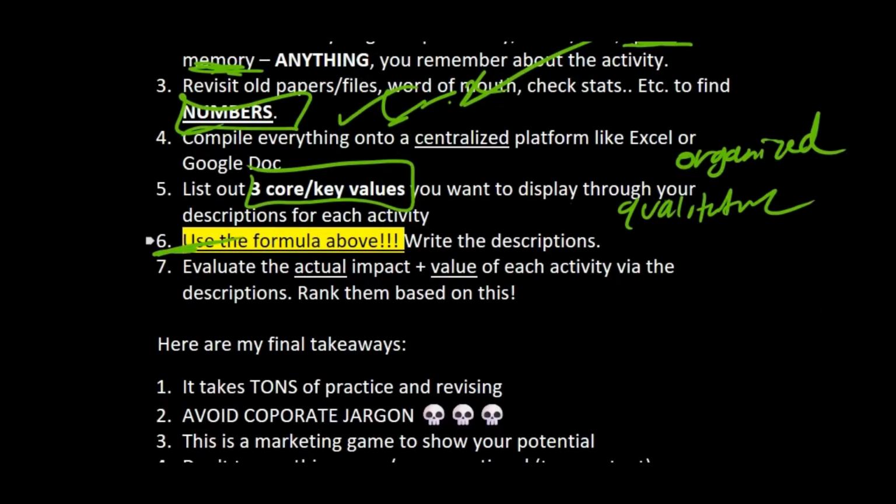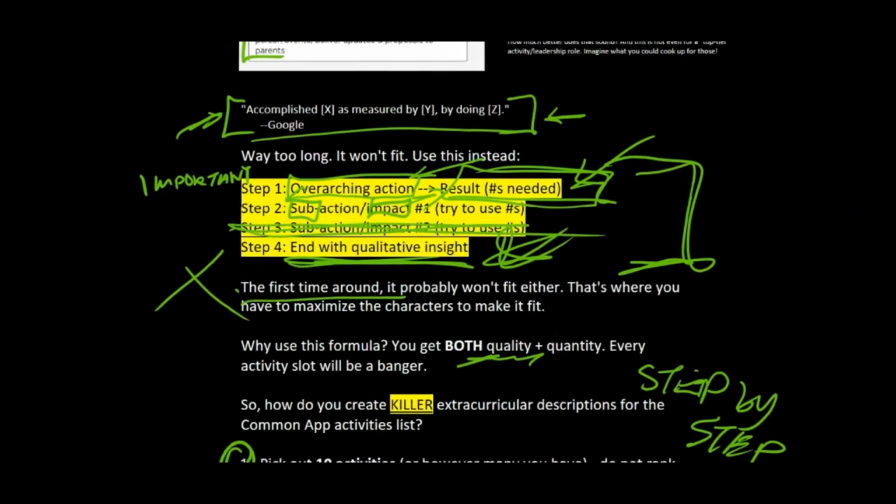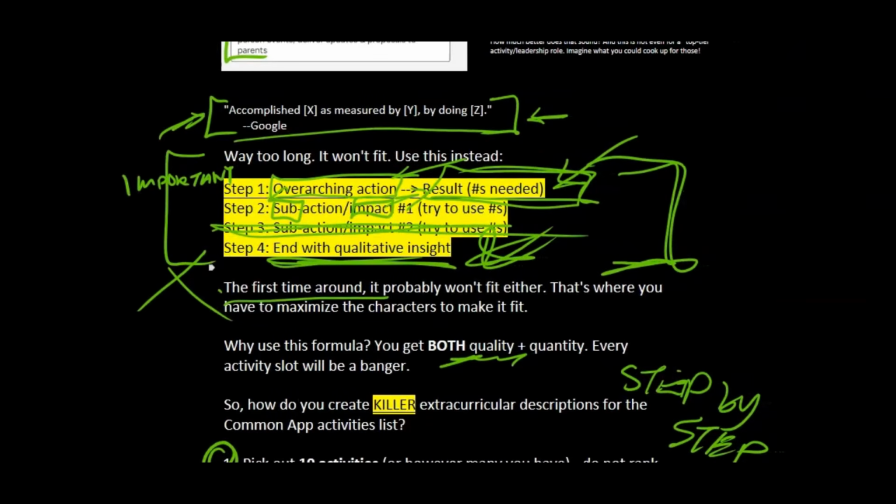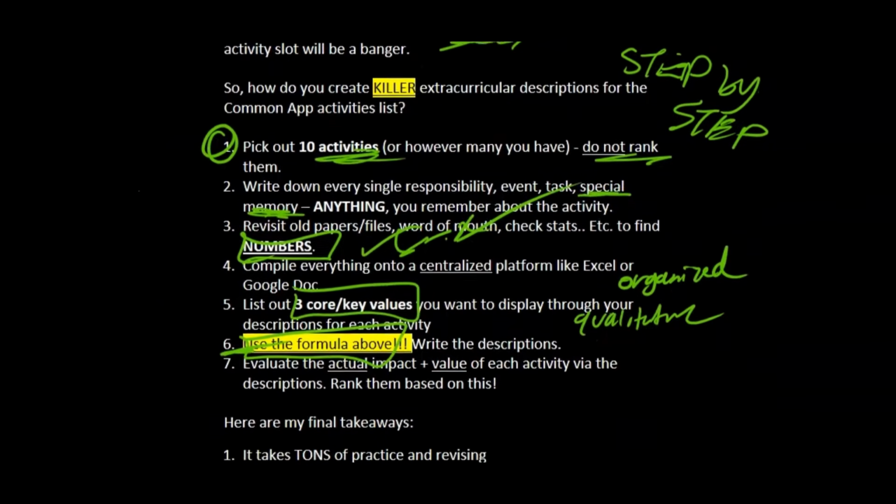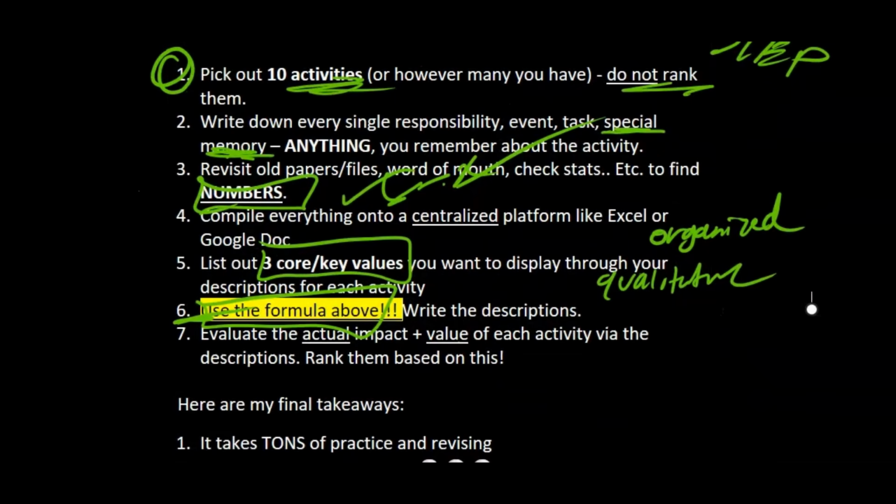Number 6 is to actually write those descriptions, right? By using the formula above, right? So employ this formula up here and you'll be in good shape. Number 7, now that you have the descriptions written, now you can actually evaluate the actual impact and value of each activity. Read them through and then rank them.